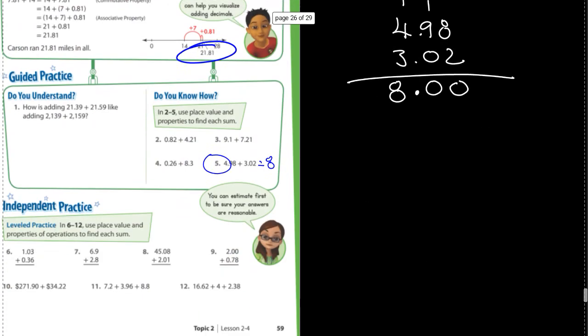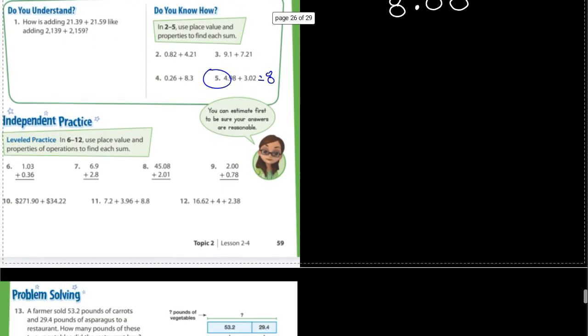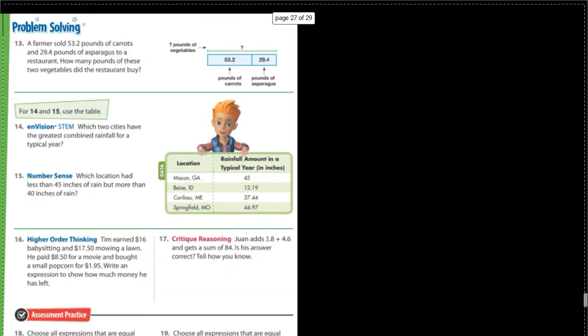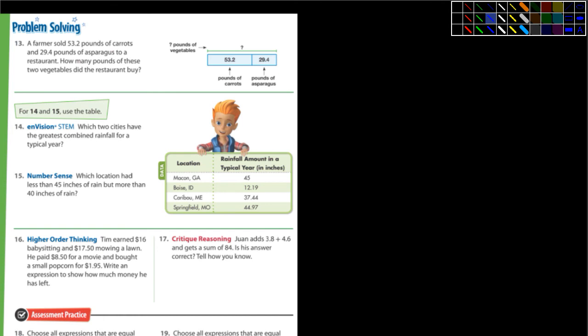Let's see here. So you can do 2 through 12 there. I'm moving to the next page, the problem-solving page.